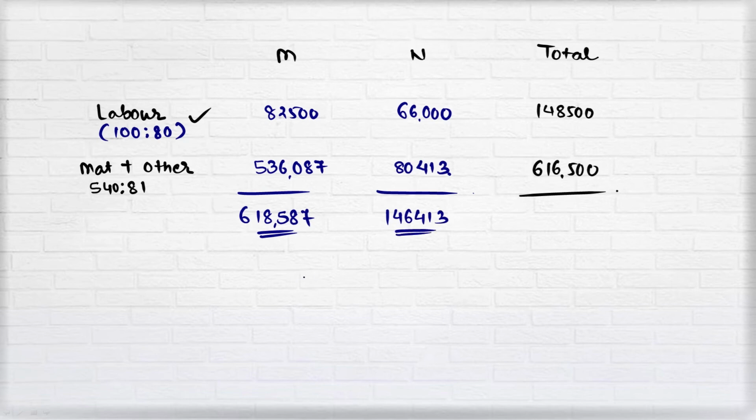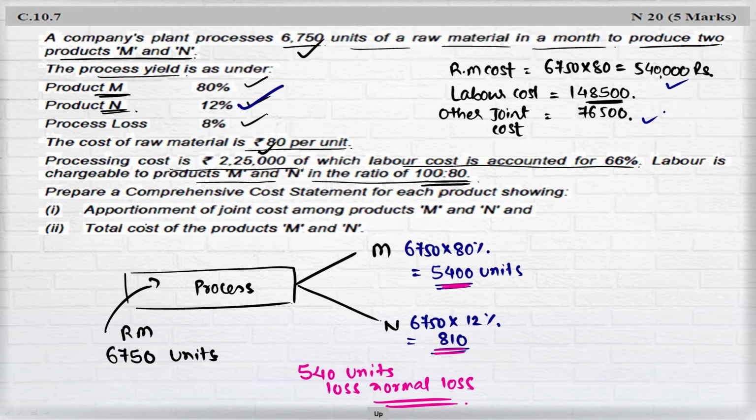This is only a statement of cost, so we don't need to write down any negative figure. The total cost will be 7,65,000. And this is what is asked in the question: apportion the joint cost between M and N, and find the total cost of products M and N. Both we have found out.